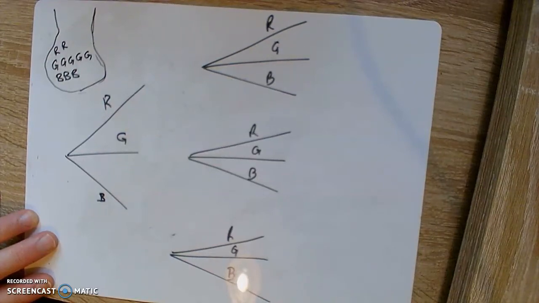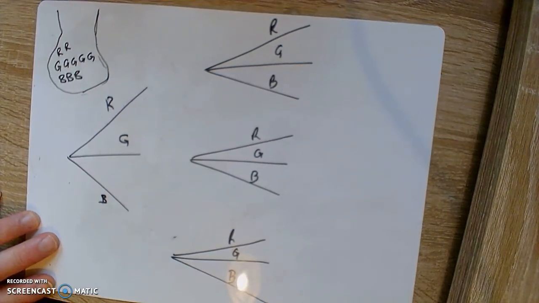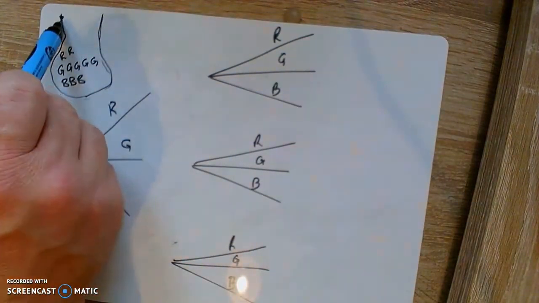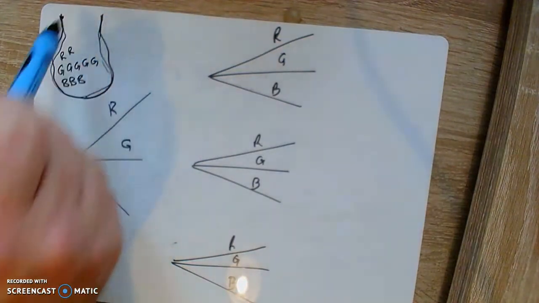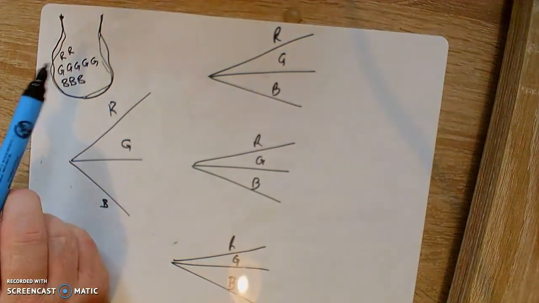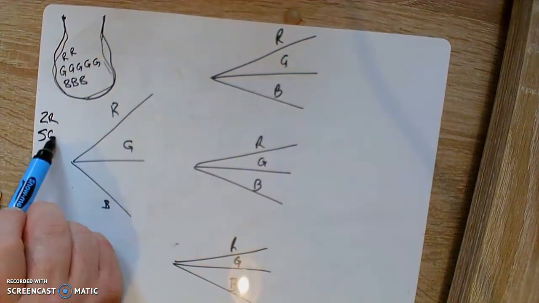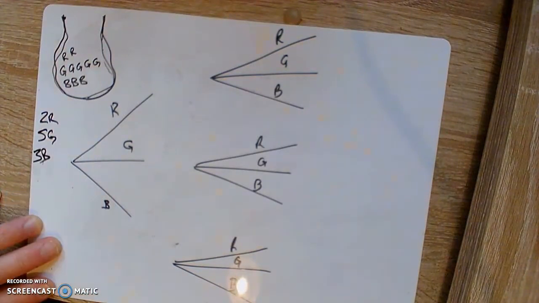Hi Tilly, I'm going to run you through being able to find probability on a probability tree. What I've done here is I've got a bag of beads at the top here. We've got 2 red beads, 5 green beads and 3 blue beads. So we've got 2 red, 5 green and 3 blue.